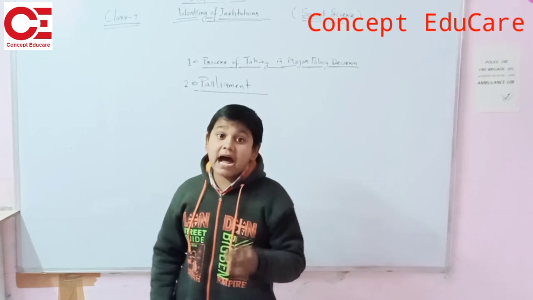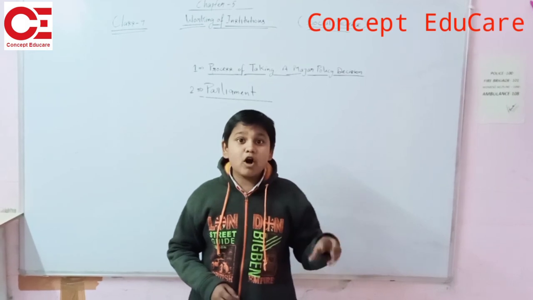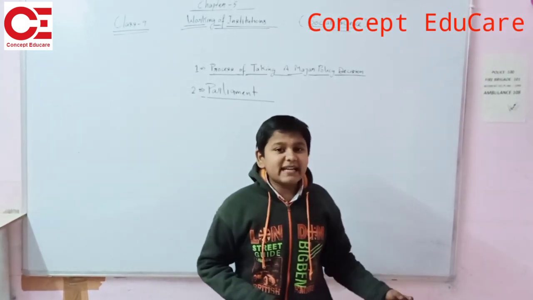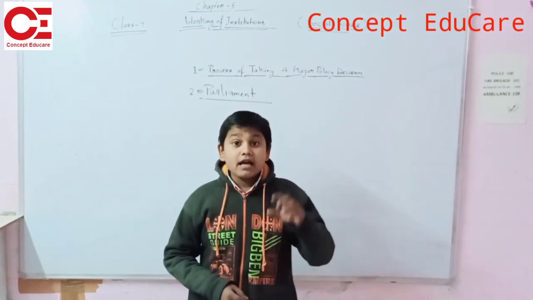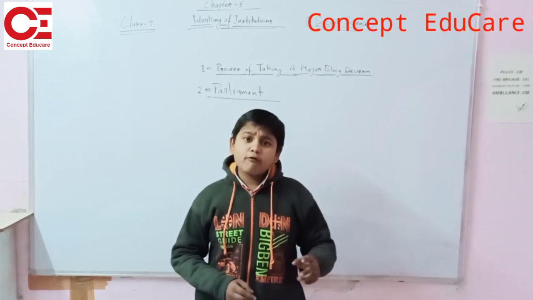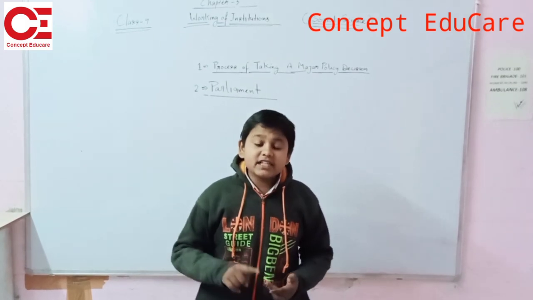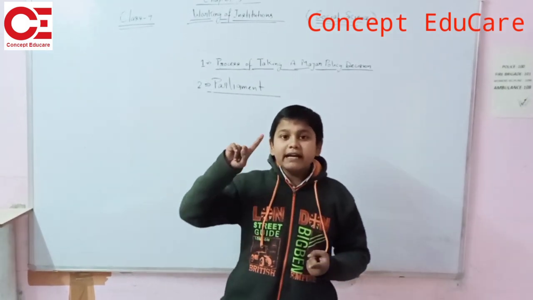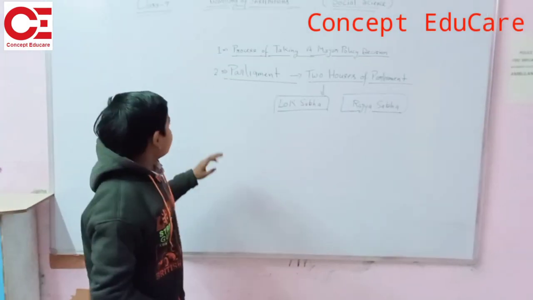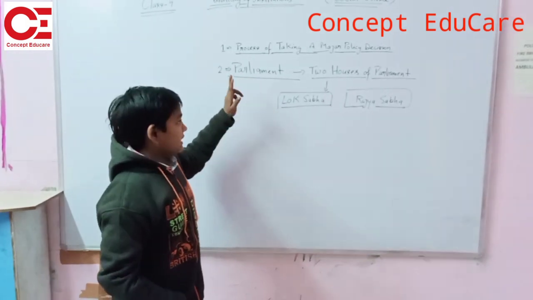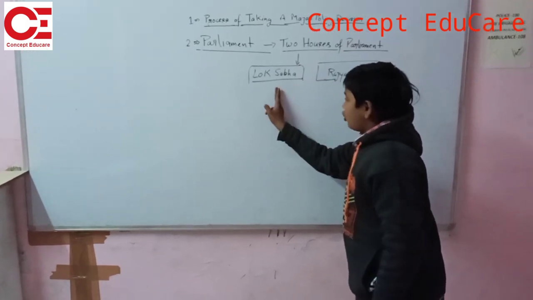It can also see how the government works. Third point, it controls the expenditure of the government, meaning the money of the government and the money of the people. And the fourth point is that decisions and debates on any law are always taken in parliament. In parliament, we read, there are two houses: Rajya Sabha and Lok Sabha.